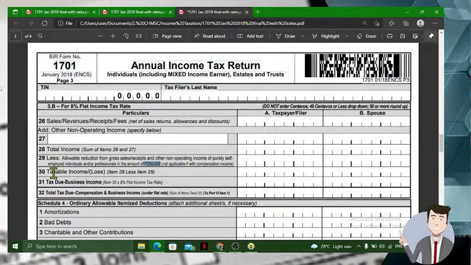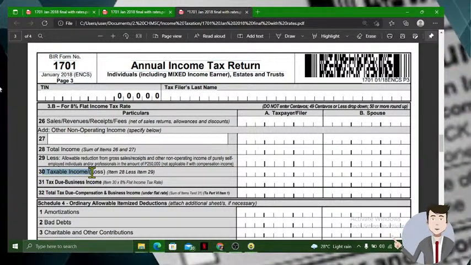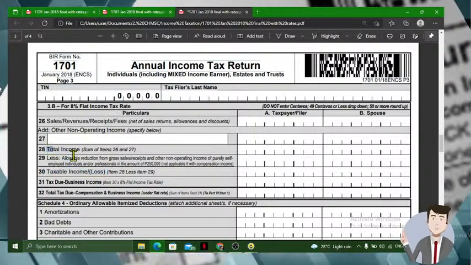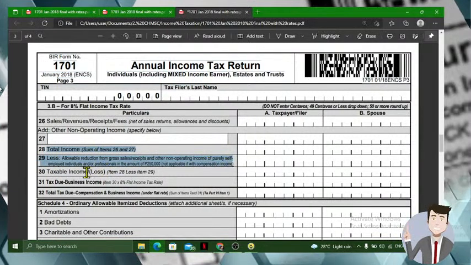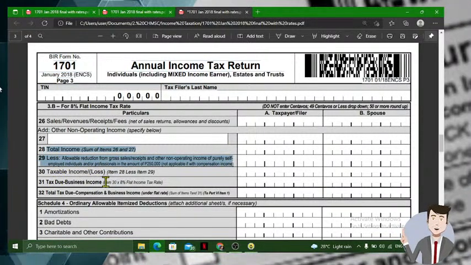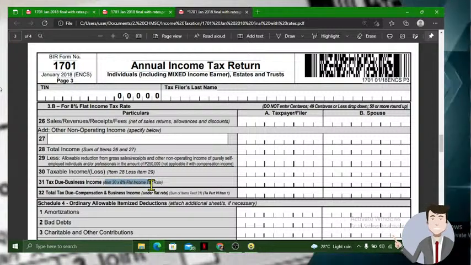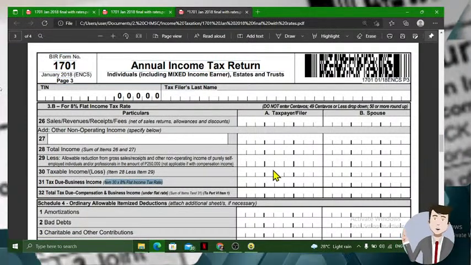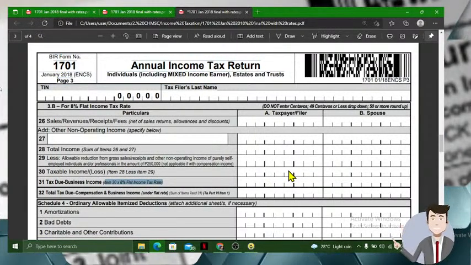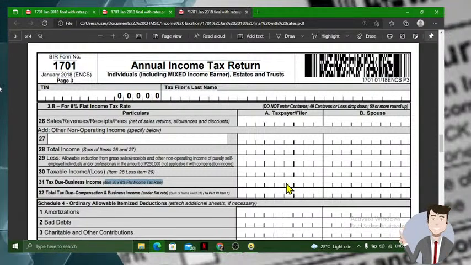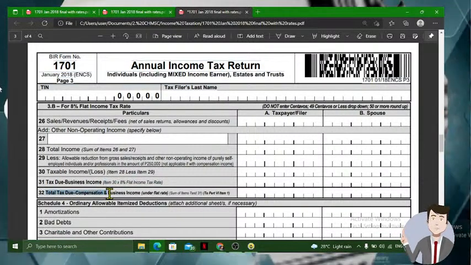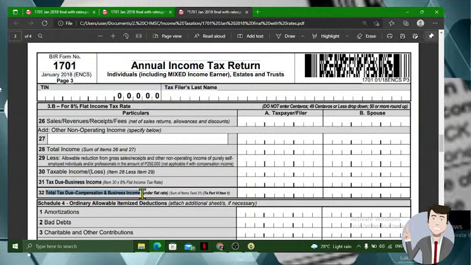Okay, next, item number 30, taxable income or loss. That's item number 28 minus item number 29. Okay, so number 31. So item 30 multiplied by 8% flat income tax rate. So whatever amount computed in this portion, multiply it by 8%, and that is the answer for item number 31.